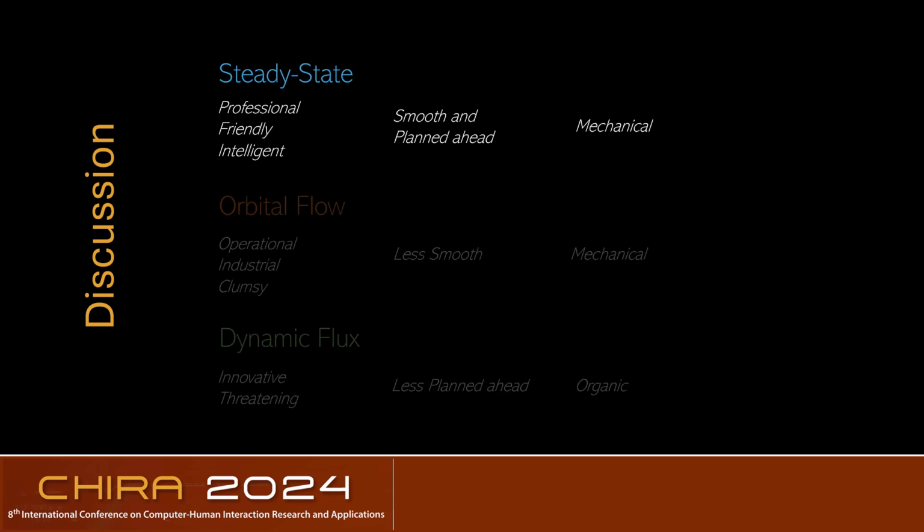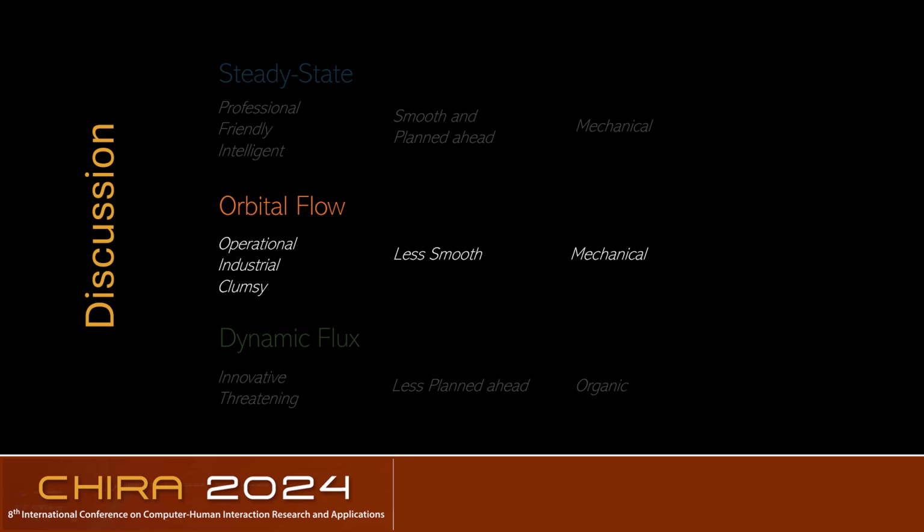The steady-state profile gathered positive perceptions from participants. It was regarded as professional, friendly, and intelligent. This motion mode likely conveyed a sense of stability and precision, instilling confidence in the robot's capabilities. Its motion was perceived as smooth and planned ahead, and was considered more mechanical.